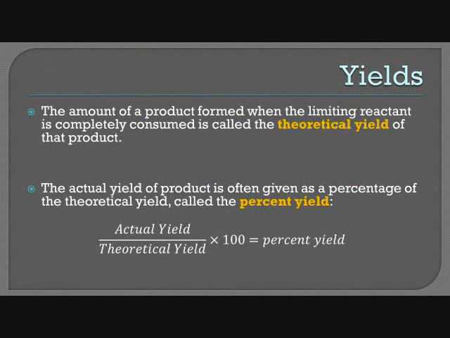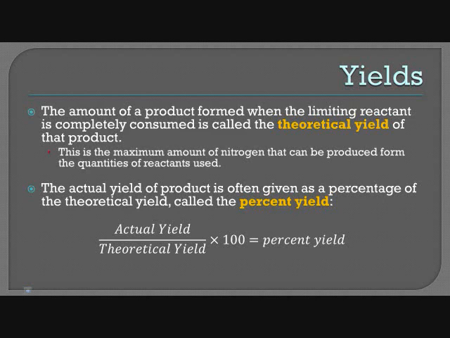The amount of a product formed when the limiting reactant is completely consumed is called the theoretical yield. The actual yield of the product is often given as a percentage called the percent yield. We've used this equation before, but I didn't want to just solve with this equation. I wanted to throw one in that you're going to see in the homework problems, so you have a good idea of what to do with this. Because in Chem 1, we just solved for the percent yield, and yeah, that's great. But that's not really what happens in industry, so we want to make it related to that.